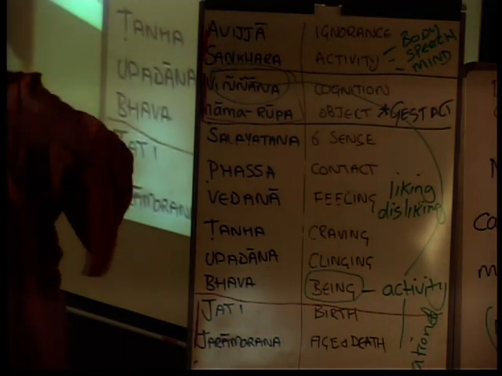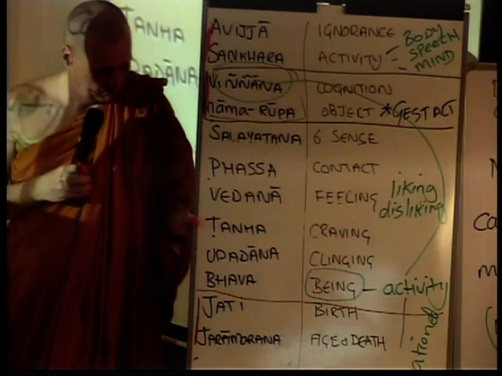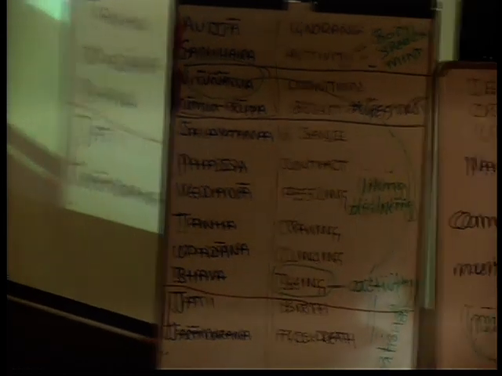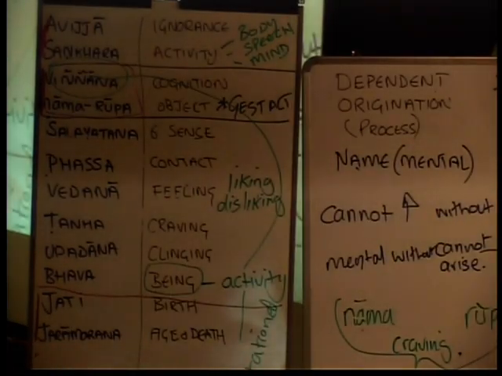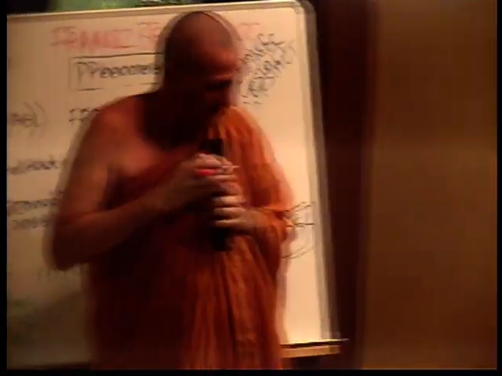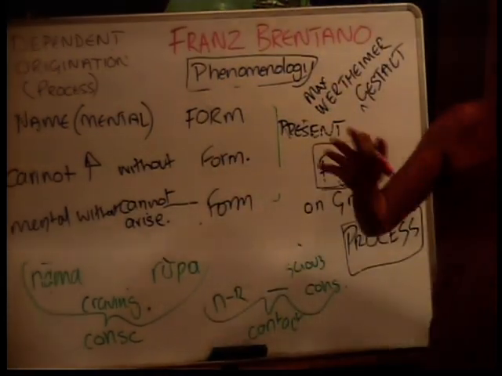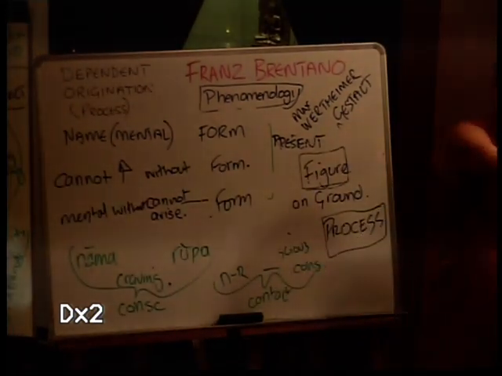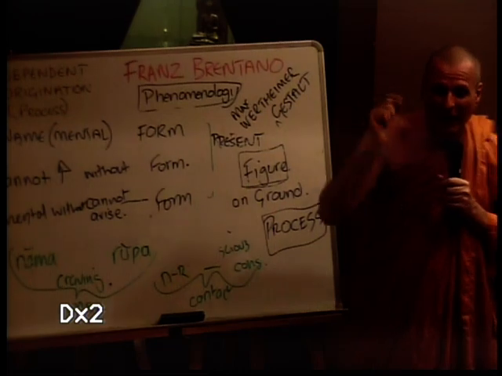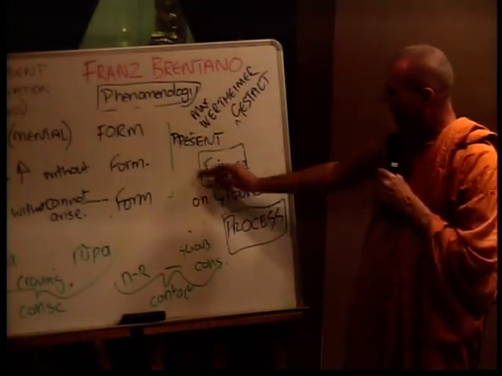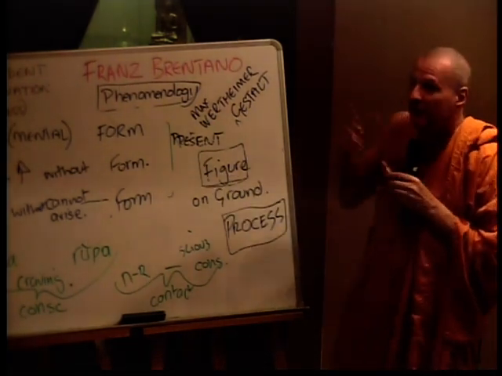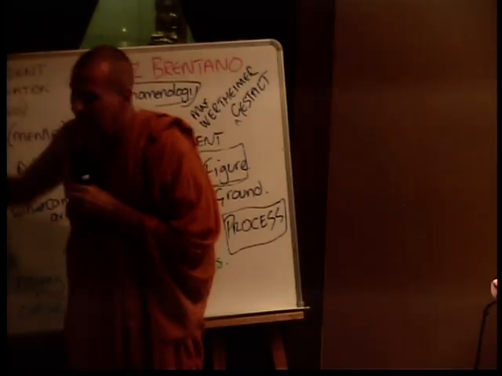This is a figure appearing on the ground. Why did the Buddha teach this? The point is that every moment of consciousness, every moment of experience, from 500,000 lifetimes ago until the day you get enlightened, the only thing you will ever know is a figure appearing on the ground. And because figures appear on ground, you have this constant movement into feeling, craving, clinging.